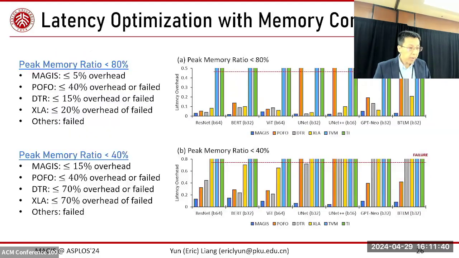On the other hand, we can also change the memory ratio. If we set the peak memory ratio to 80%, the overhead of MAGIS is less than 5%, but the baselines can go as high as 40%, and even fail for certain cases. If we set the peak memory ratio to 40%, MAGIS only incurs 15% latency overhead, but the other baselines can incur at most 70% overhead and fail for certain cases.